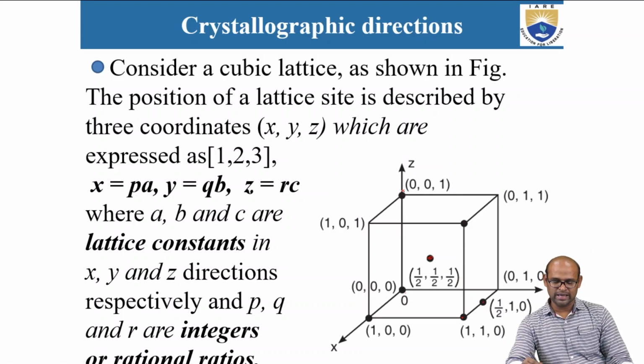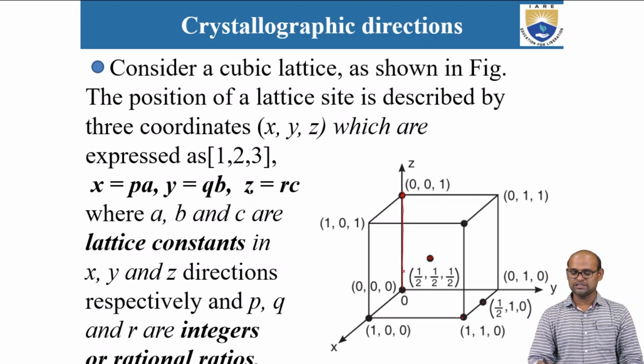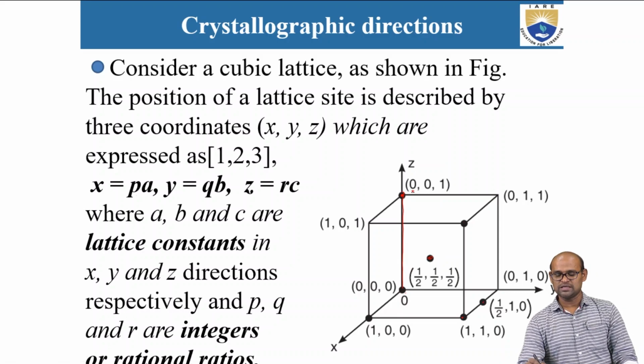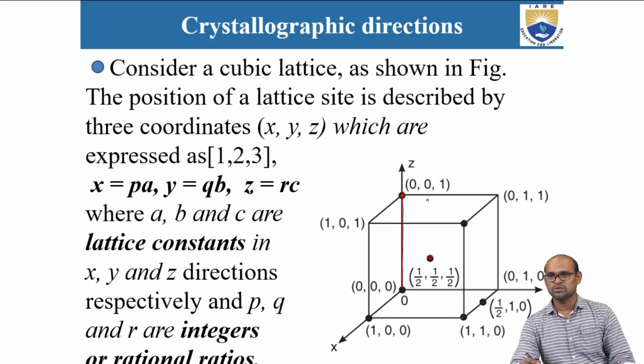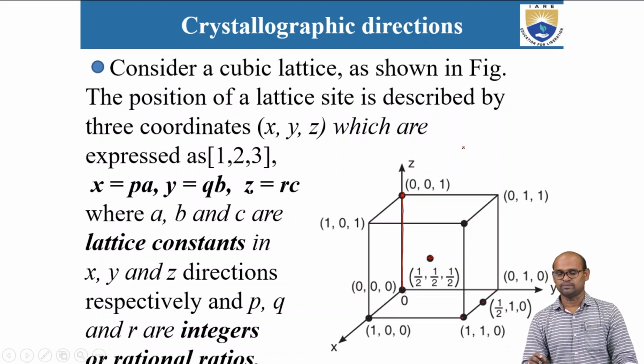And for example, let us take this lattice site. Its index is given as 0 comma 0 comma 1. Why is it like that? This is along the z axis, and along the z axis the unit length is 1. So x is equal to 0 and y is equal to 0. That is why it is 0 comma 0 comma 1. Only along the z axis it has unit length. So p is equal to 0, q is equal to 0, and only r is equal to 1.